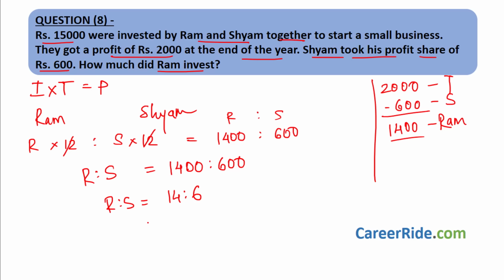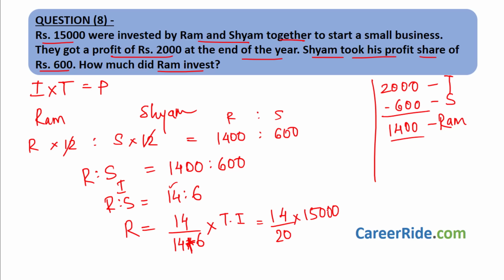Now, how to find the investment of Ram? Just like we found out profit share, same way we find out investment share. This is the investment ratio. So how much did Ram invest? What is the ratio for Ram? 14. 14 upon 14 plus 6 multiplied by total investment. Why total investment? There, since we were finding profit share, we took total profit. Here we are trying to find how much did Ram invest, so we have to take total investment. What is total investment? 14 plus 6, that is 20. What is total investment? It is 15,000. They have given in the first sentence that Ram and Shyam together invested 15,000.